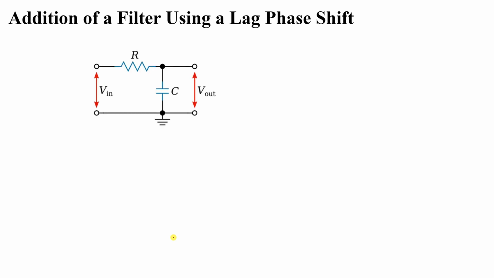So how can I clear or filter my own signals from noise? Okay, so you can filter them using a lag phase shift filter. A filter using a lag phase shift. What does this even mean?